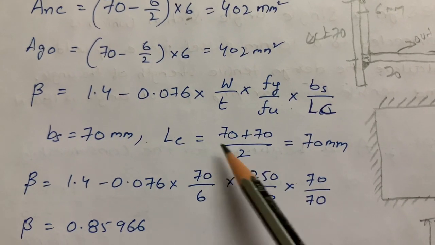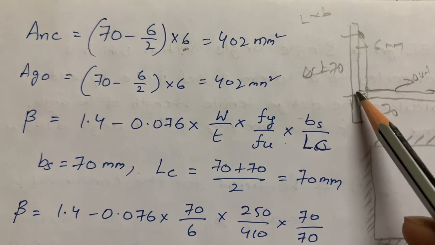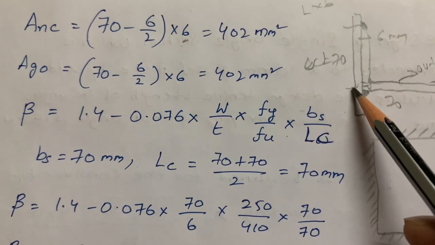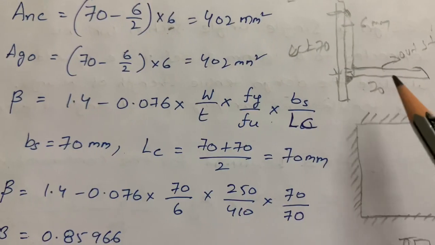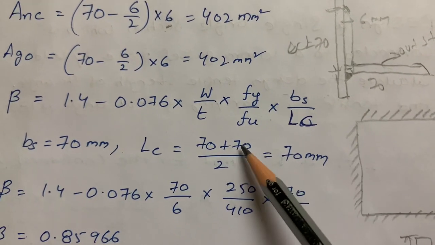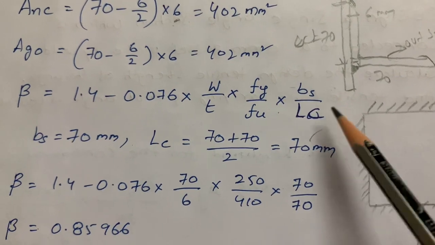Next Lc. Lc means length of the end connection. Length of the end connection means from here to here. This is our welding. So the length of the weld connection is from here to here, it is 70, plus from here to here it is 70. This is also welding. So 70 plus 70 by 2, that equals 70 mm. That is the length of the weld connection.